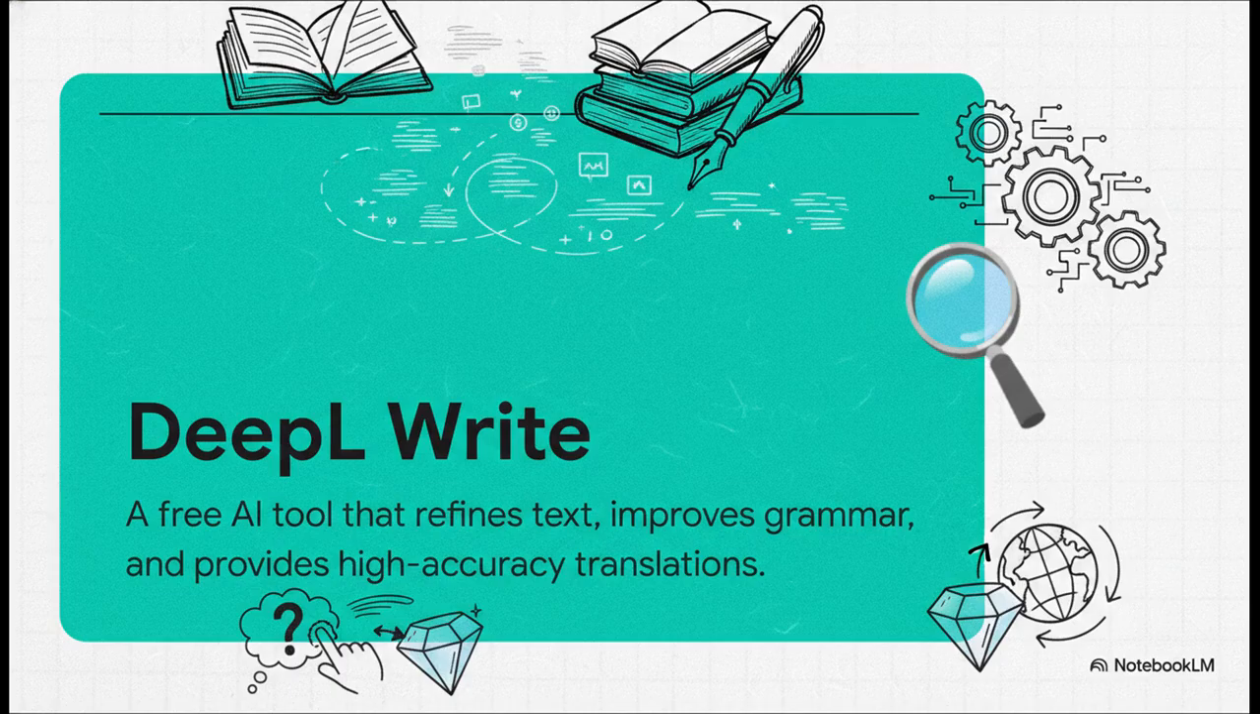But okay, what happens after you've got that first draft written? You got to polish it, right? And that is where DeepL Write comes in. Think of it as like a supercharged grammar checker on steroids. It doesn't just fix your typos. No, it actually refines your sentences, helps improve your tone, and even offers incredibly accurate translations. It's an absolutely essential tool for any student or professional who wants their writing to be crystal clear.